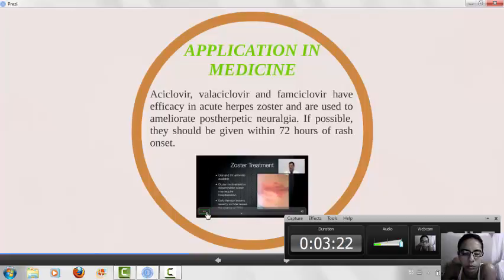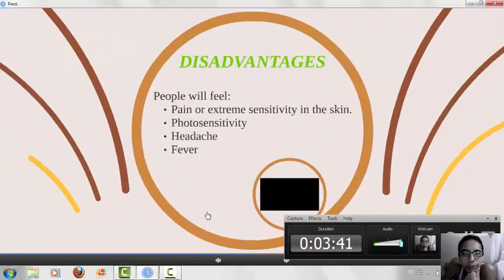Again, early therapy is important because it decreases the severity of the condition, and it also decreases the chance of developing what's called post-herpetic neuralgia, which is persistent shingles pain that can last for months or in some cases years. Disadvantages: people will feel pain or extreme sensitivity in the skin, photosensitivity, headache, and fever.